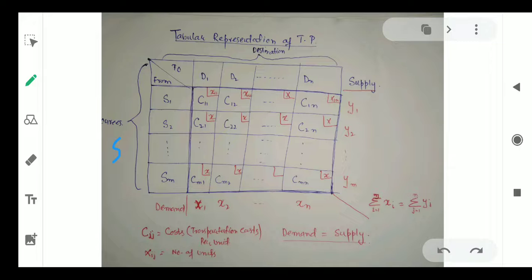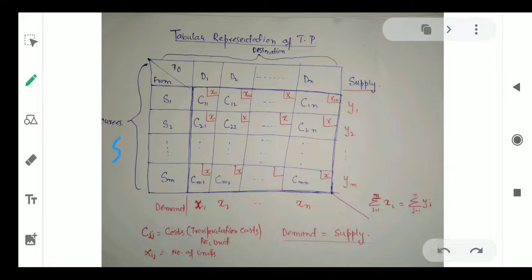Likewise the cell C12 and up to C1n. Likewise in the second row we have C21, C22 up to C2n, and we have CM1 up to CMn, where SM is the source station M. You can add as many destinations and as many sources as you require in your transportation problem.